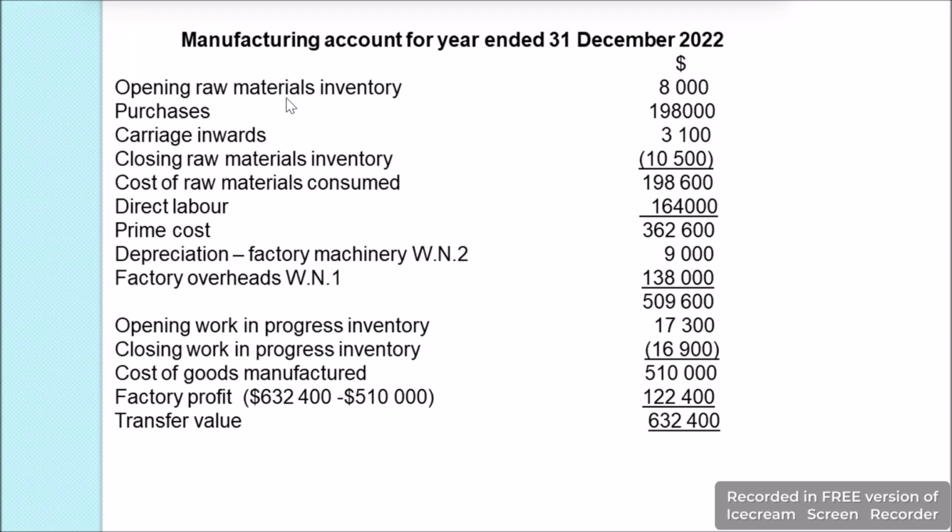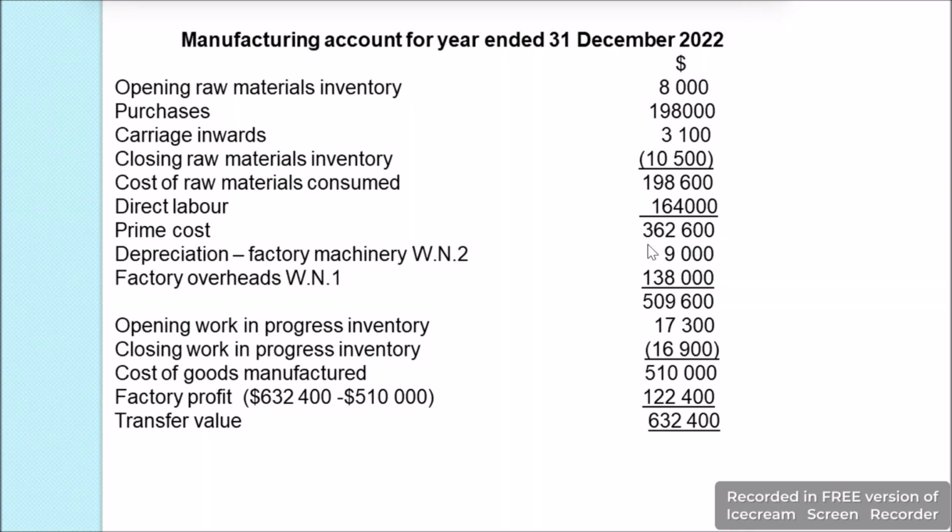We'll start with the opening raw material inventory, which was given as $8,000. To this we add the purchases, which was given as $198,000. To this we add the carriage inwards, which is the transportation cost for getting these purchases. So this will be added as $3,100. From there we will subtract the closing inventory, which was given as $10,500. Now we'll get the cost of raw material consumed as $198,600. To this we add the direct labor.